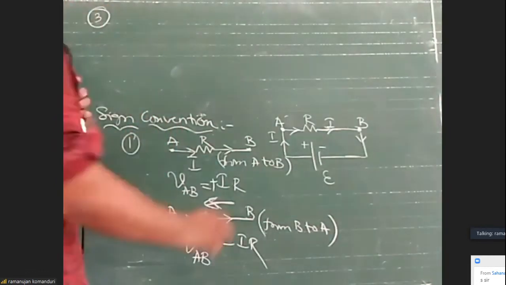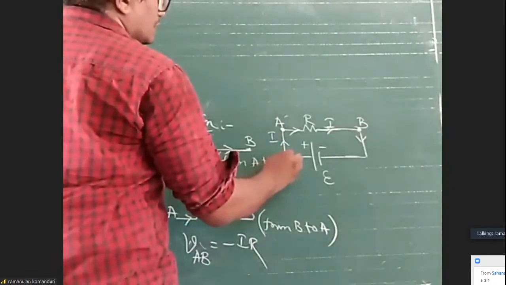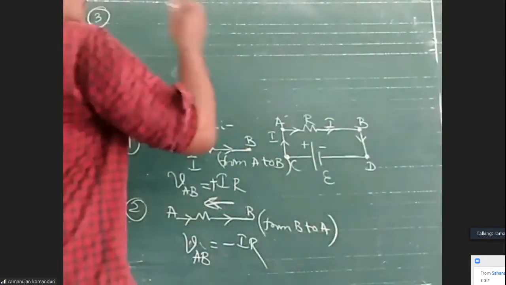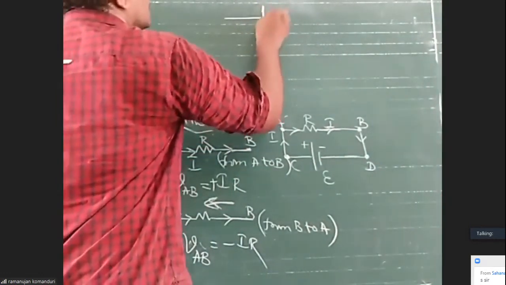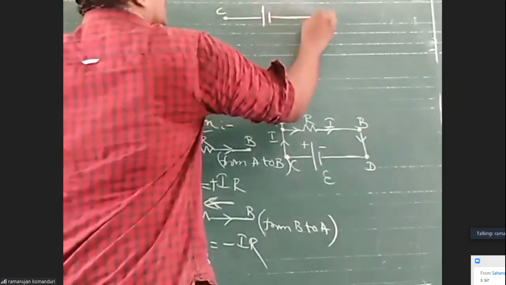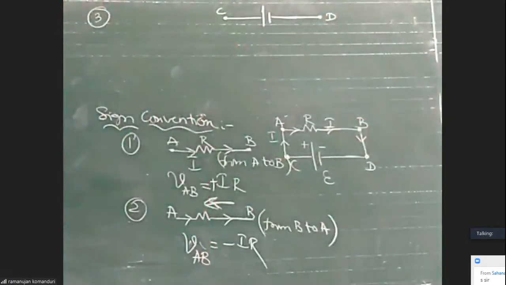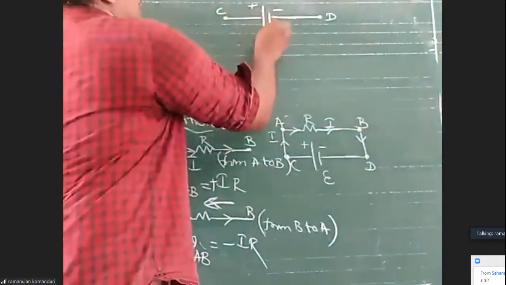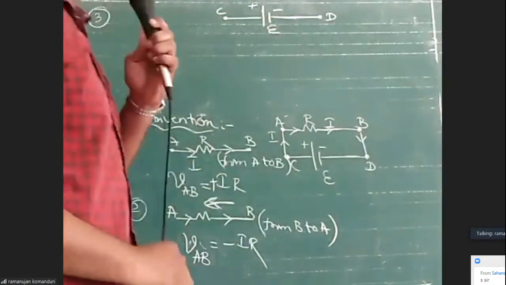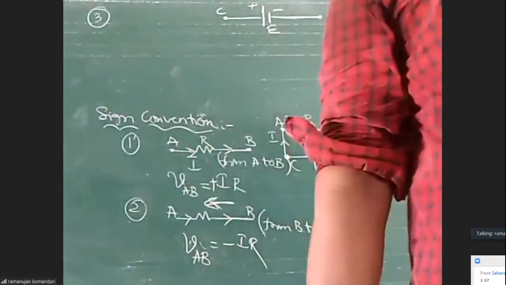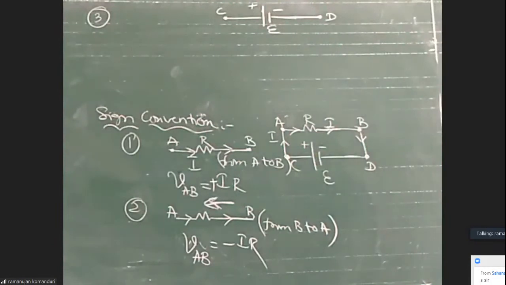So let us go for point number 3. In point number 3, I am just taking 2 points called C and D. In C, D, by traveling from C to D or D to C, you need not worry about the direction of current there. Don't worry about the direction of current. You need not take the direction of current into consideration.